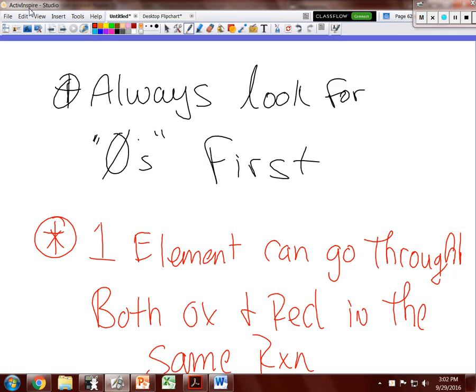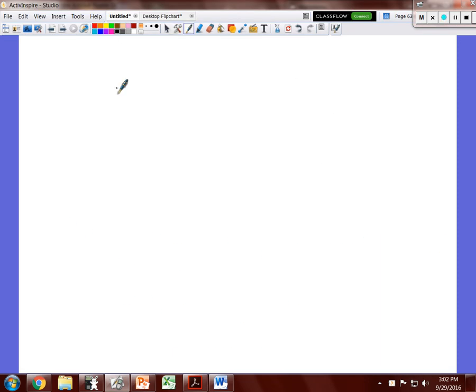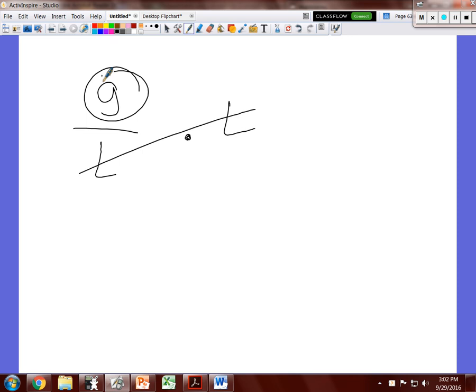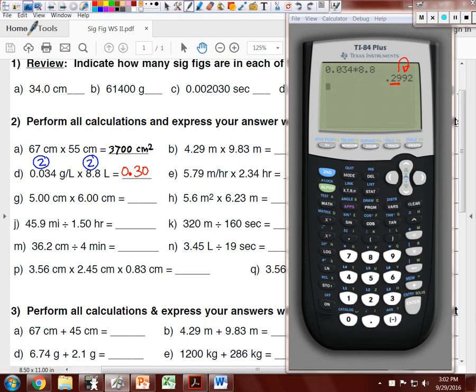Okay. If you look at it from this perspective, it may make it a little easier. g over L times L. What happens? The L's cancel, leaving you with what? Just grams. So that should be your unit, just grams. Does that make sense? It's a little easier to look at it like this than it is the linear version. Okay? All right, so let's go to the next one.